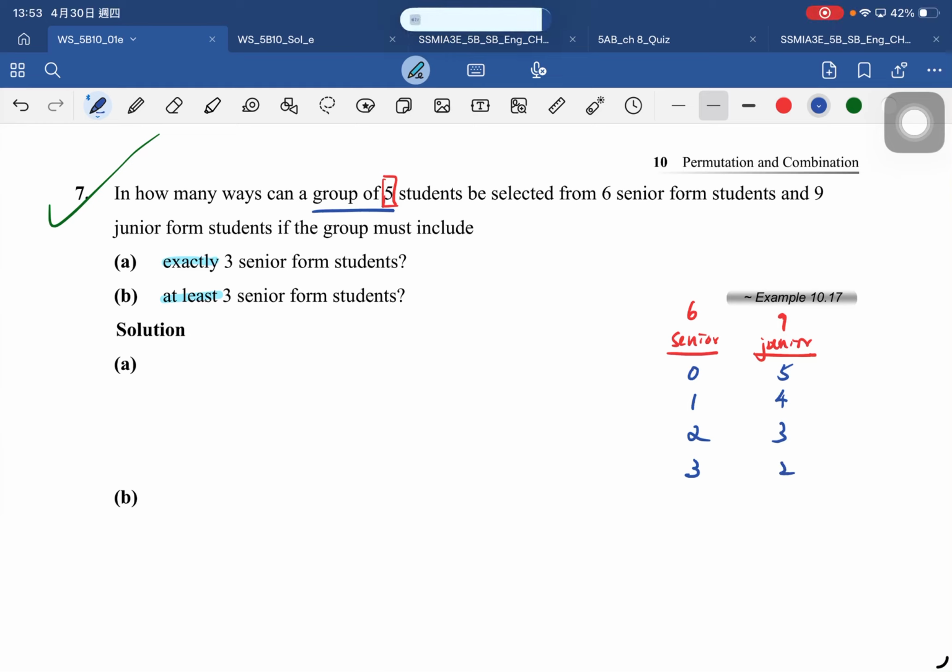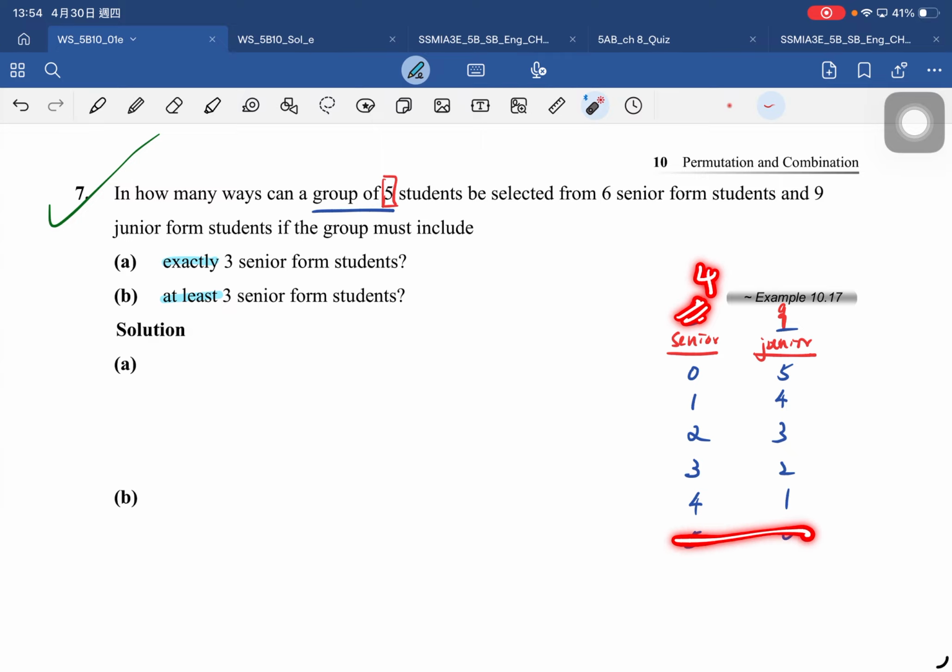3, 2, just write these diagrams. And then 4, useful. And then 5 senior, 0 junior. Of course, that depends on the numbers of senior and junior form students available. In case this one is not 6, or this one is 4, this one is impossible.